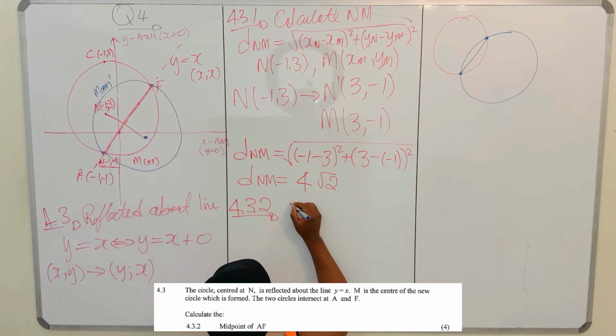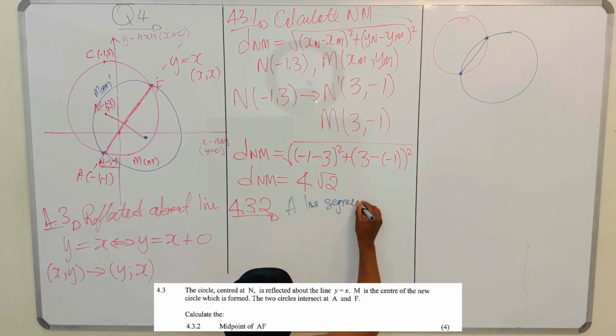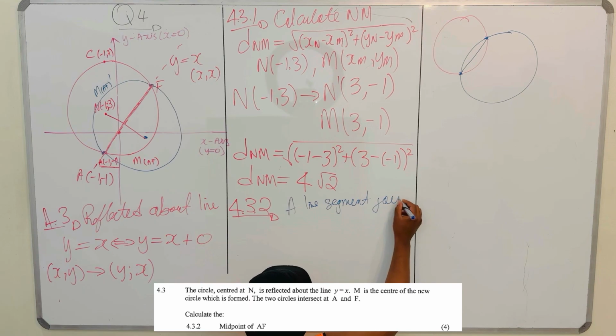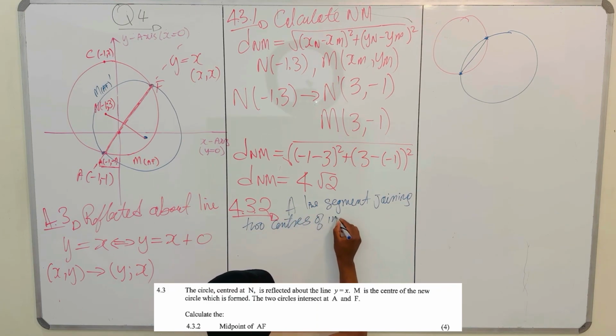A line segment joining two centers of intersecting circles.